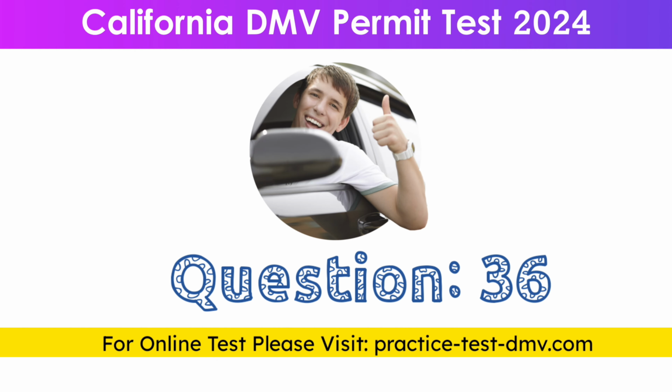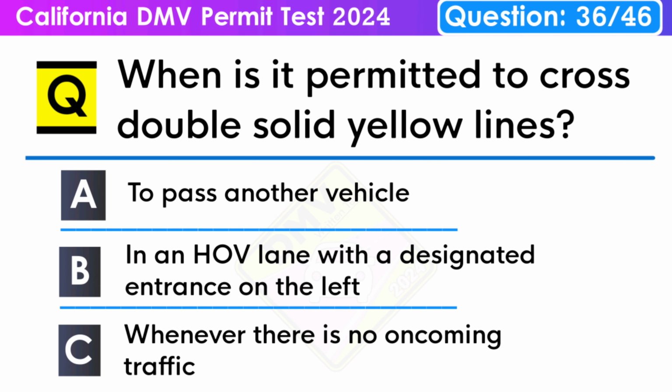Question 36. When is it permitted to cross double solid yellow lines? A. To pass another vehicle. B. In an HOV lane with a designated entrance on the left. C. Whenever there is no oncoming traffic. Correct answer: B. In an HOV lane with a designated entrance on the left. You may cross double solid yellow lines if you are in a high-occupancy vehicle HOV lane that has a designated entrance on the left, but generally you must stay to the right of these lines.